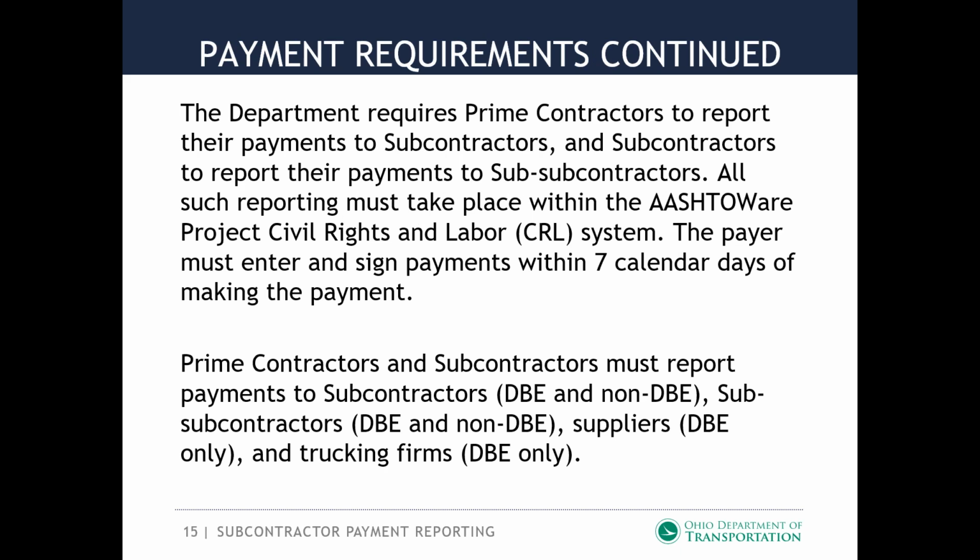So the department requires prime contractors to report their payments to subcontractors, and the subcontractors report their payments to their subcontractors. So all reporting must take place within Ashgate Civil Rights and Labor, and the payer must enter and sign payments within 7 calendar days of making the payment. So the prime contractors and subcontractors must report payments to subcontractors, DBE and non-DBE, suppliers which are DBE only, and trucking firms which are DBE only.